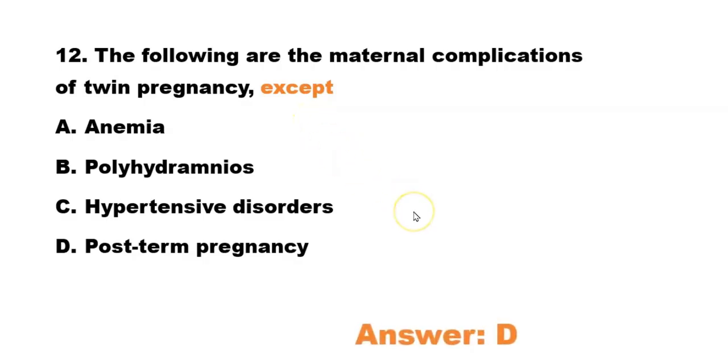You said D, you have got it, because twin pregnancies are more likely to result in preterm labor rather than postterm pregnancy due to uterine overdistension. The other complications are commonly associated with twin pregnancies. So the answer is D.